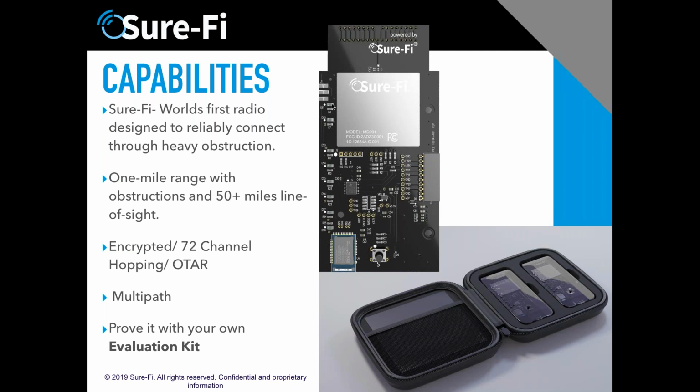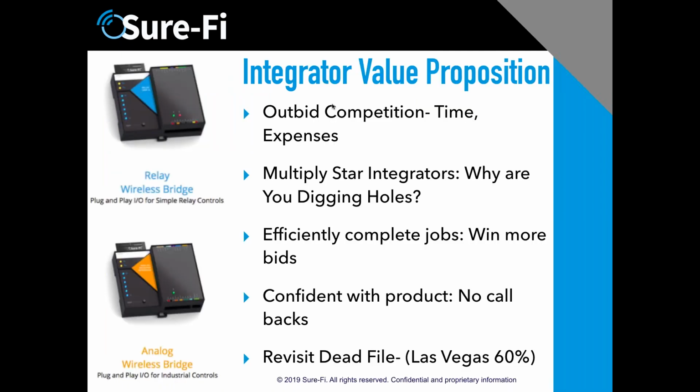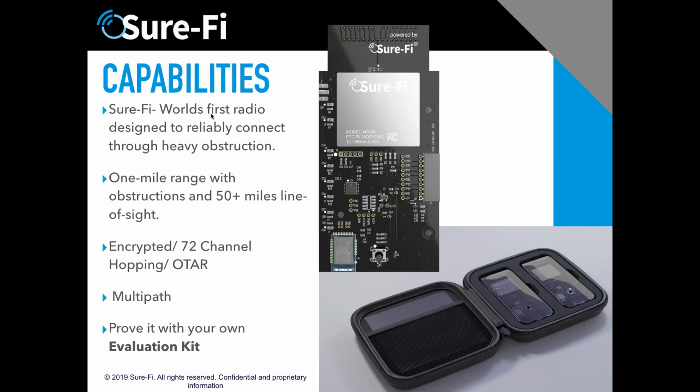And this evaluation kit that I was talking about, I'm going to go back, let's see if I can go back there. Now this evaluation kit is something you can take out and put one end in your control panel, and you can walk out to the other end of the job, or you can drive down the street and push the button and see the signal strength, so that you can be confident that it will work for your job.